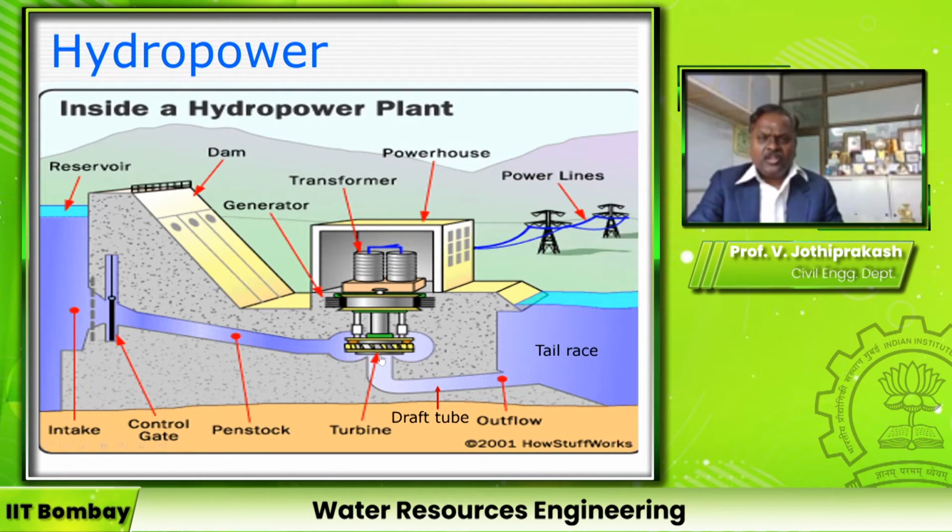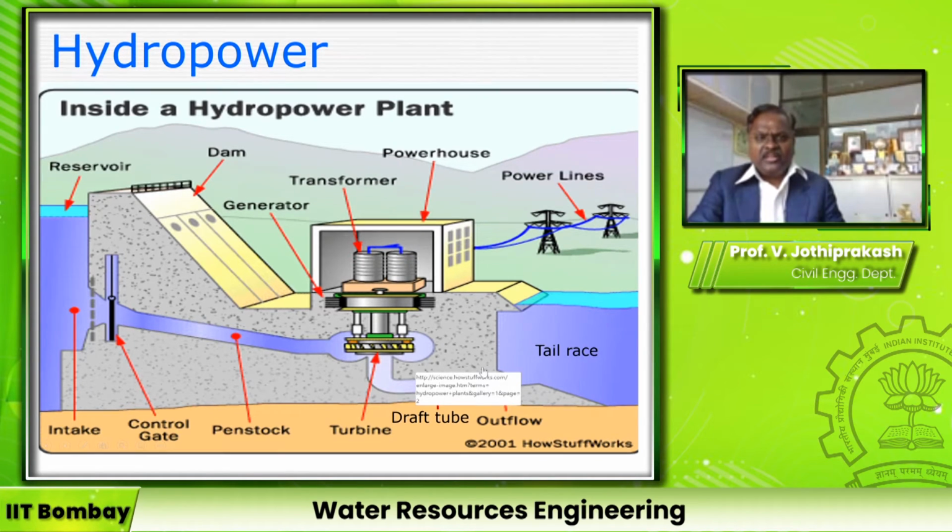To reduce the residual velocity, that water is led through a pipe called the draft tube. The draft tube will have a sudden enlargement. So when there is a sudden enlargement, there will be a reduction in velocity. And this is led into a small pool of water called the tail race. And then from the tail race, it is used either for irrigation or for other purposes. These are the components of a hydroelectric power station.